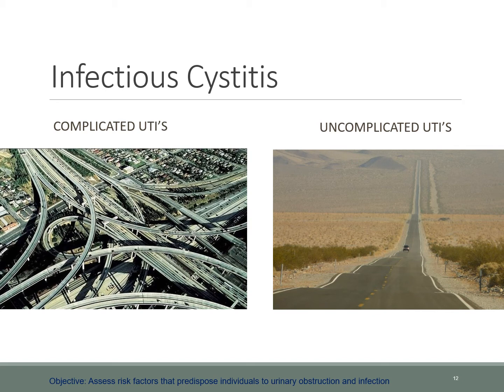Another way I want you to think of complicated and uncomplicated UTIs is these are considered, I'm pointing to the right, low-risk UTIs, and the one on the left, high-risk UTIs. Did I say that right? The one on the right, let me get my mouse. Here we go. Yeah. Low-risk UTIs, high-risk UTIs. That's better.